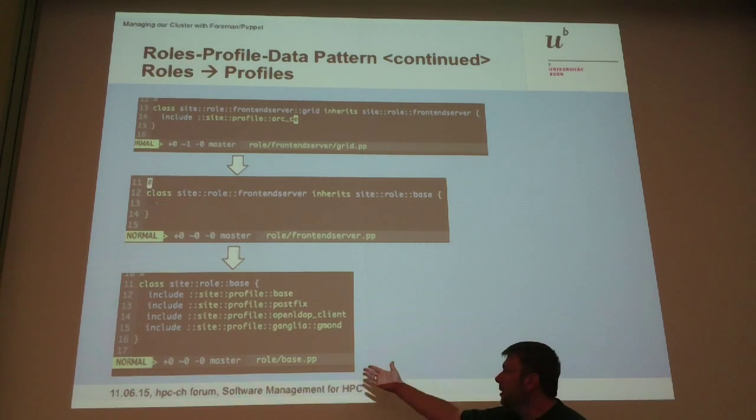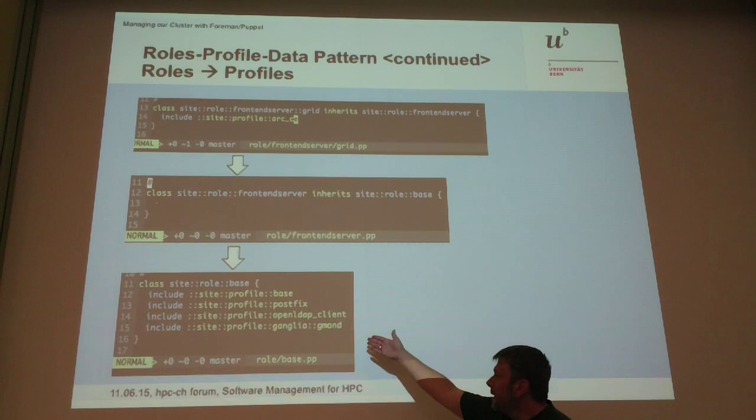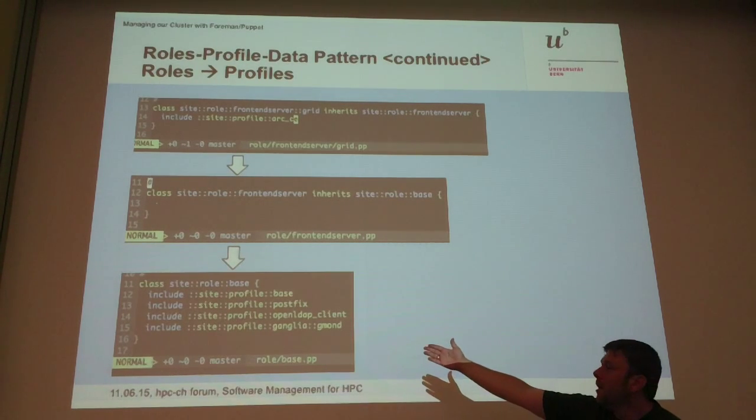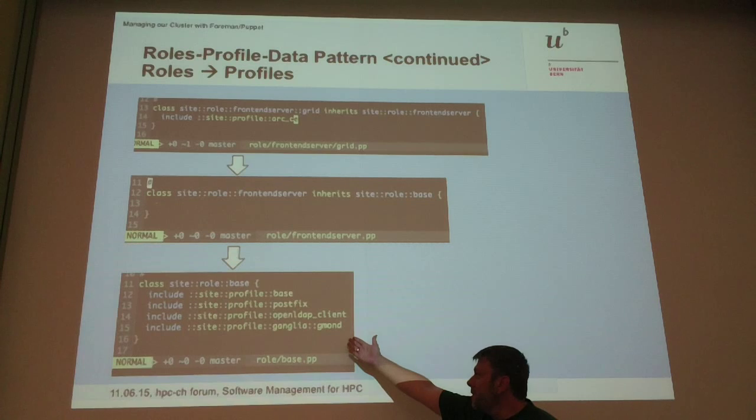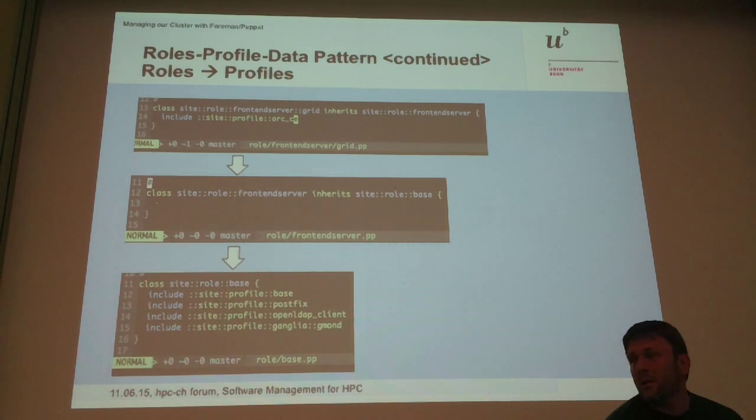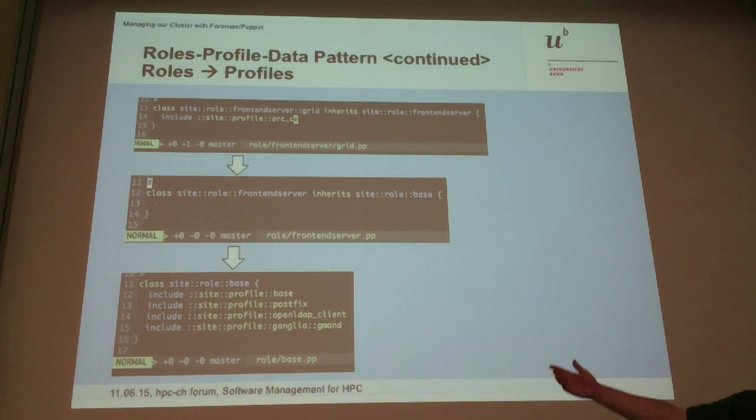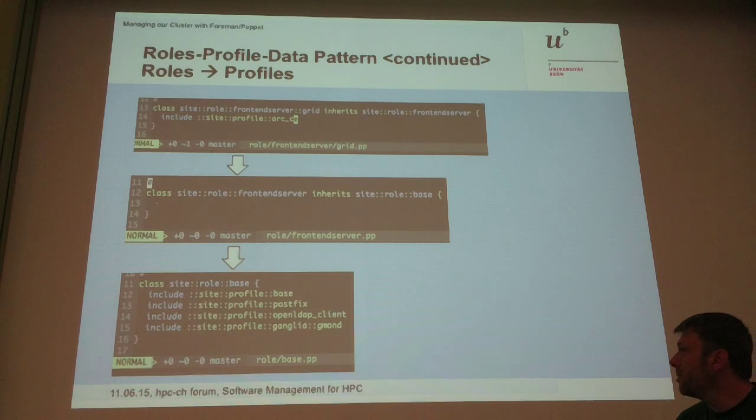They also have the base role, and there you can see postfix, OpenLDAP client, Ganglia, Gmod. So all tech profiles you see here, you can say every server in UBELIX has those resources on them. So this is some sort of documentation on a high level. You see, where do we have postfix? Apparently on every server. Same for Gmod. You now know where the stuff is, but you have absolutely no idea how it is done. So this is an abstraction layer on top.